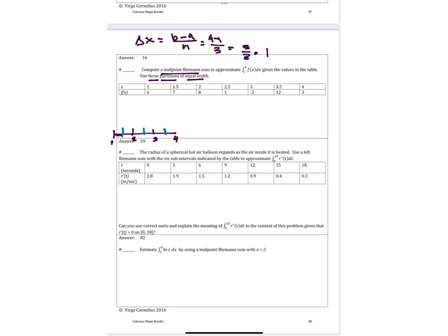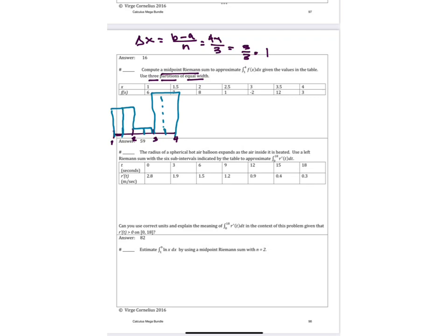Those are your midpoints. So how tall is it when x is 1.5? 7. That's the rectangle I want to know. How tall is it when x is 2.5? 1. How tall is it when x is 3.5? That's what we're interested in. So not the left side, not the right side, the middle. Okay. 3 partitions.